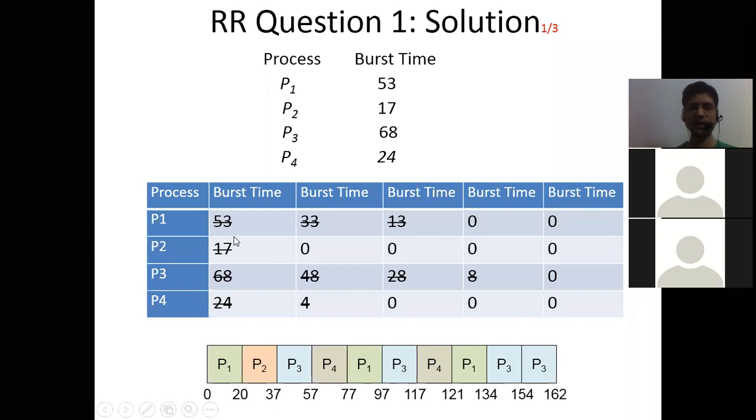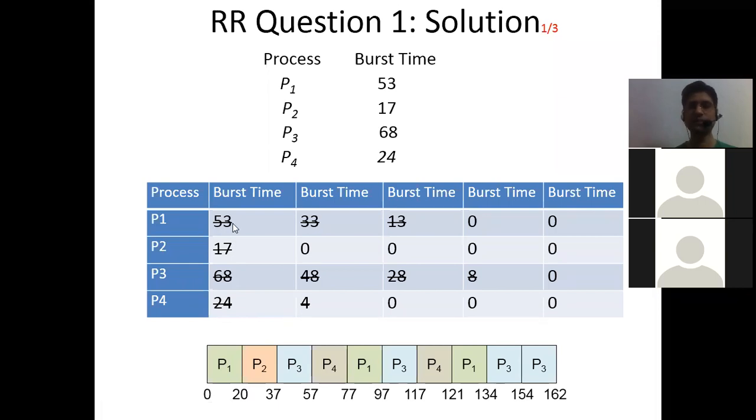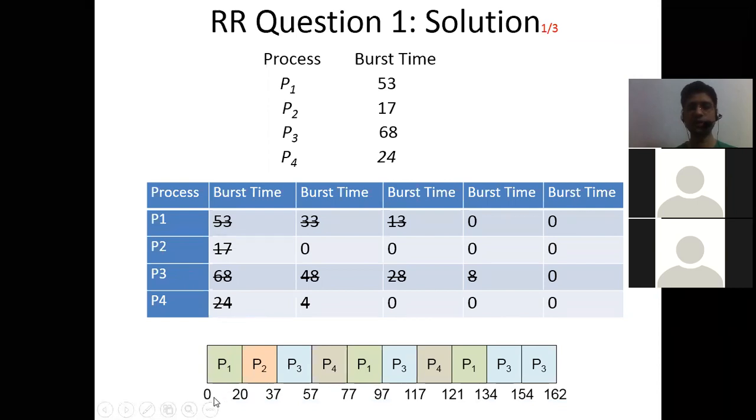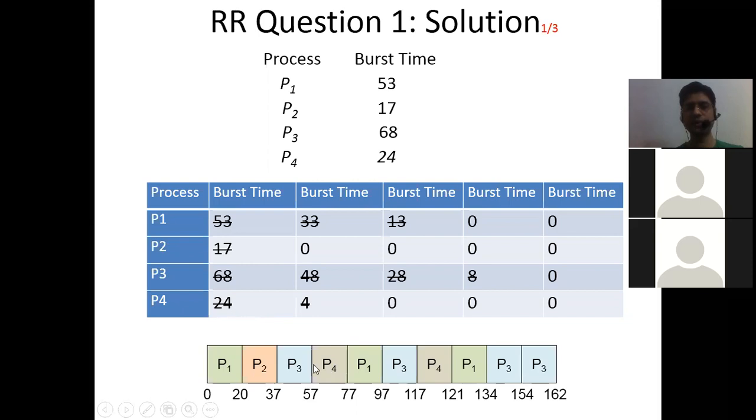Let's see. In the first turn, we are having 53. Then 20 time slot is given to P1. Here you can see 0 to 20 unit time is given to P1. Then 20 unit time has to be given to 17, but 17 is less than 20. So only 17 unit time in the next process will be used. Then 20 plus 17 is 37. Then we have P3, 68. 20 time slot is given to 68, 37 to 57. Then there is P4, 20 time slot is given. Then we are having 57 to 77.